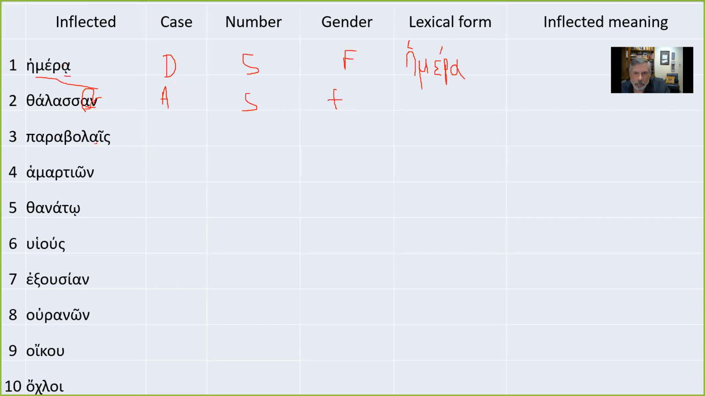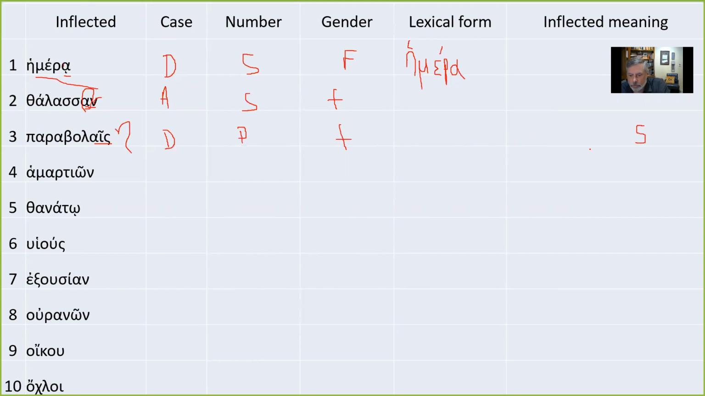Parabalais, well, the ice is a real key right here. So that's a dative, and it's the plural. And the alpha iota is going to tell me that it's feminine. And its lexical form is parabale, without the, would just be the eta ending. And so its meaning would be, because it's a plural, we want to remember that our answer needs to end in a plural, so it's going to end with an S.